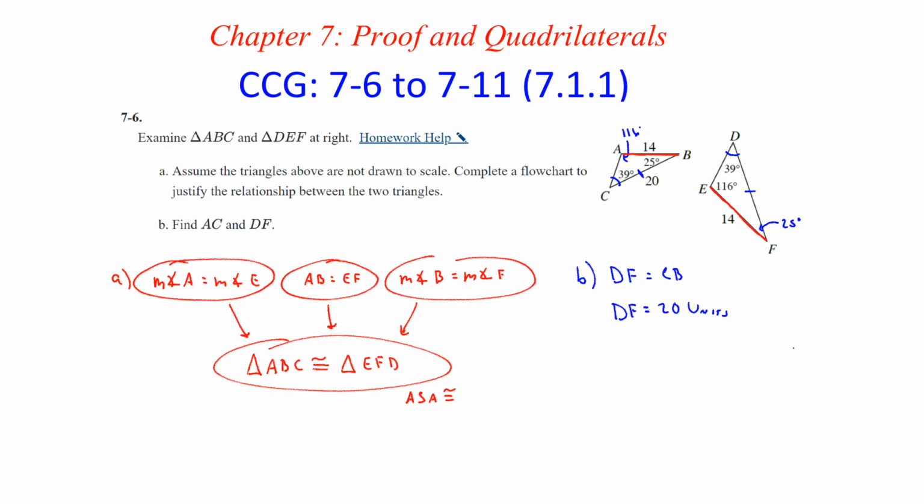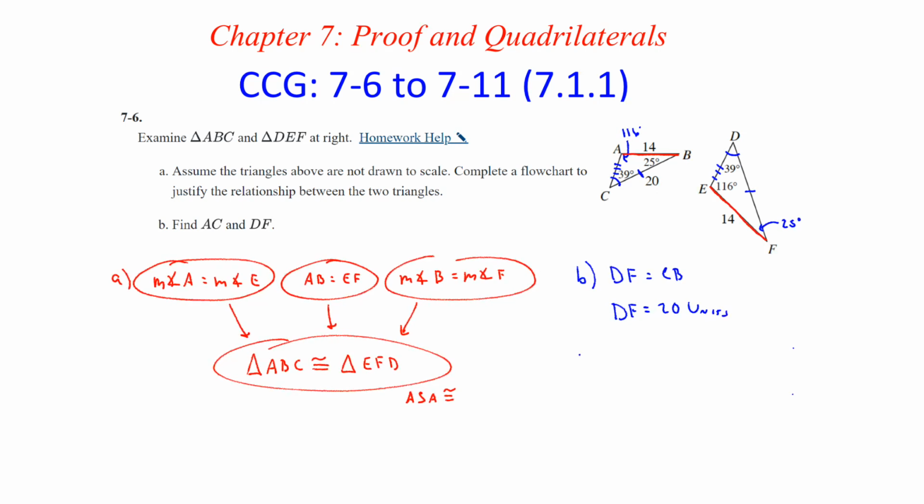Now to find AC, AC matches up with, so that's between 116 and 39, DE or ED, but we don't know either one of those lengths. So we're actually going to have to use some trigonometry, not right triangle trig, because neither one of these is a right angle. We're going to have to use our law of sines or cosines. So let's use law of sines.